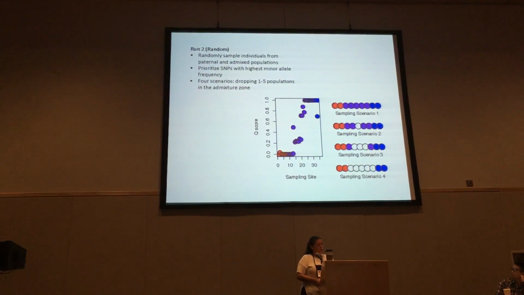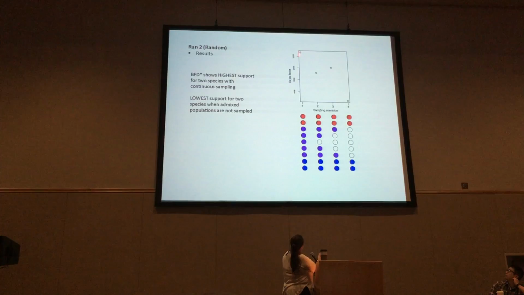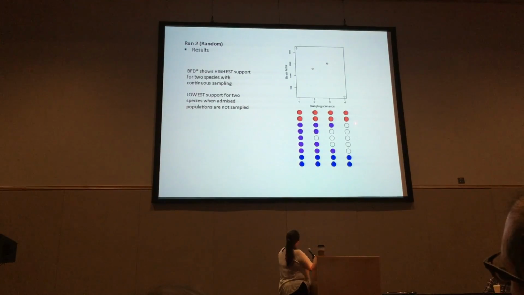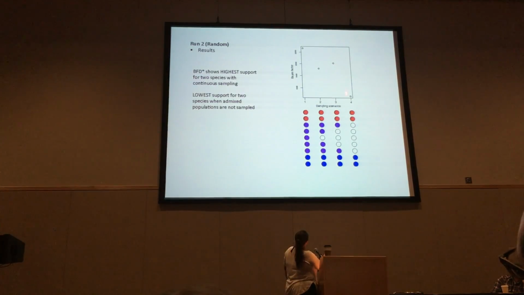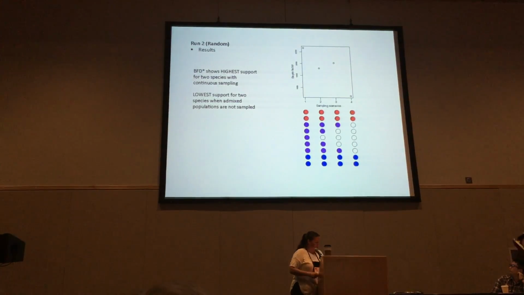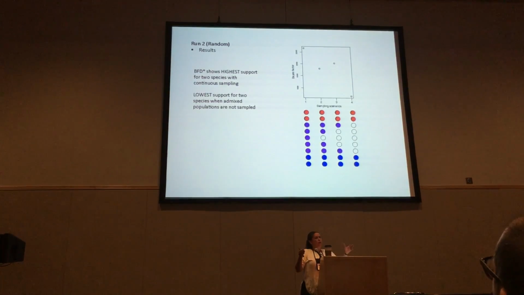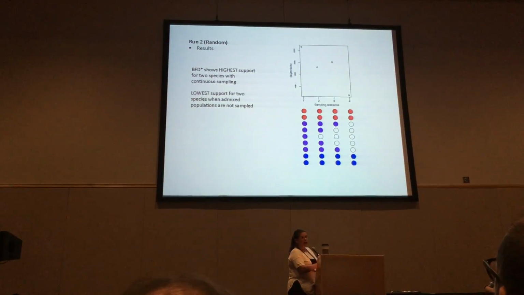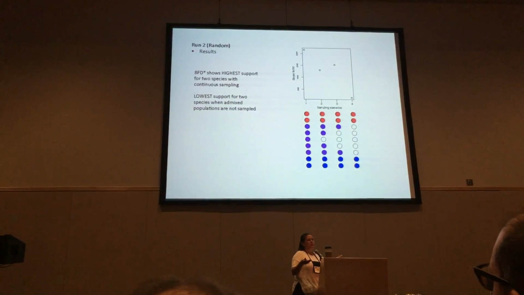And the results are exactly the opposite in this case, okay? So in this case, what happens is you actually have higher support for 2 species in the case of continuous sampling, and lower support for 2 species. Although all results support 2 species, you do have lower support for 2 species when you miss sampling the admixed populations. So I guess the question here is, if we are going to accept species delimitation methods as actually telling us something that's meaningful, can we live with this kind of variation in the result that's based on purely whether you have sampled a population or not?